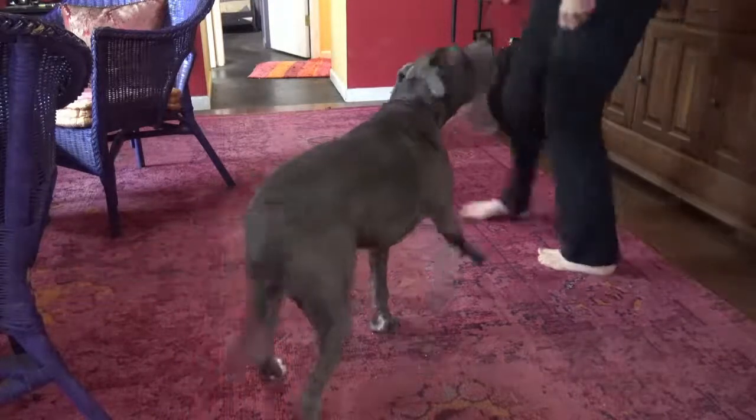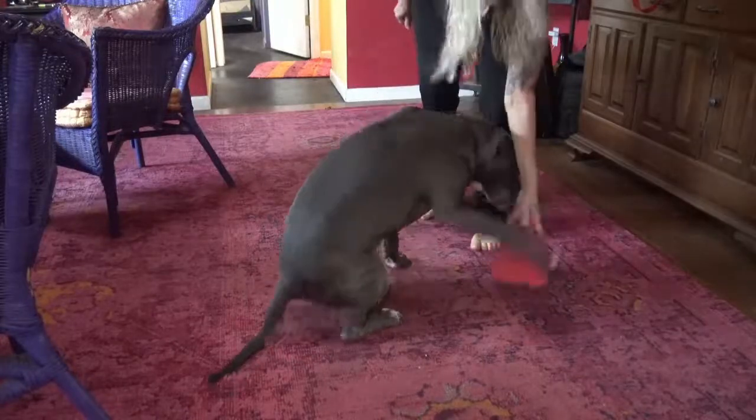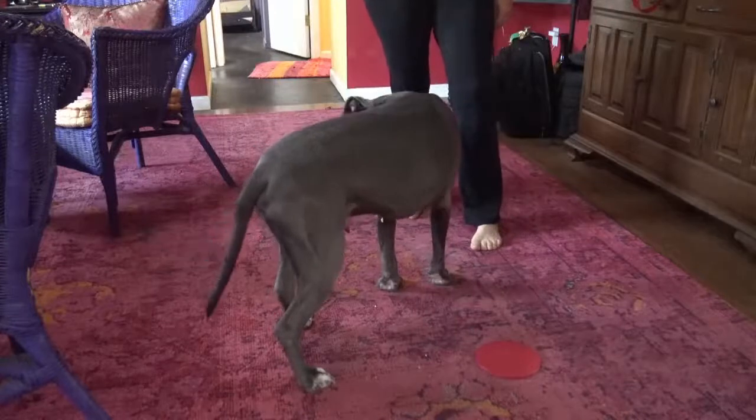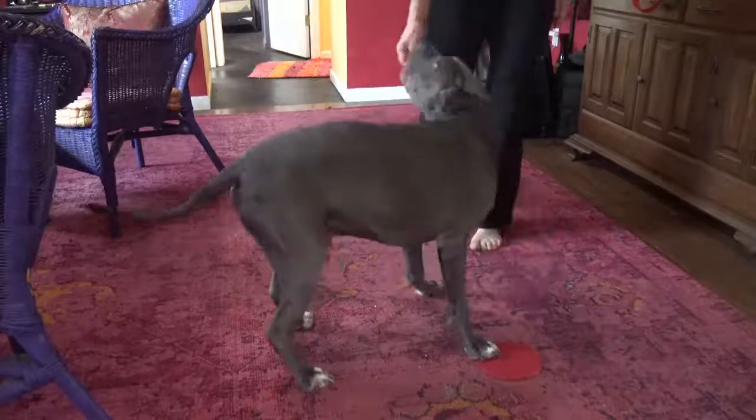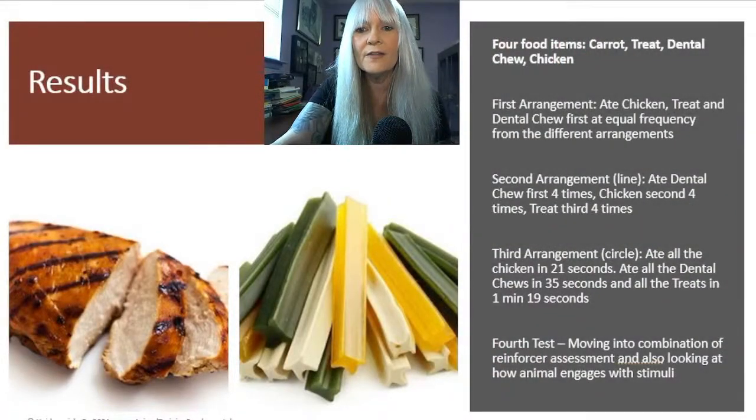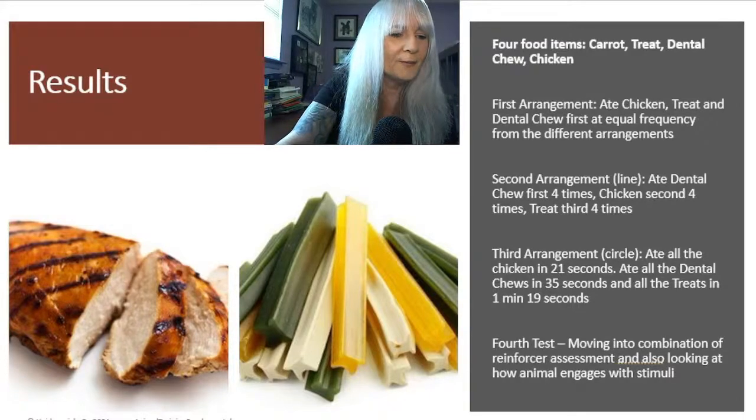Because, as I said, it looks a little reduced to me as we start moving through the different food items. But I don't know for sure, right? We're going to have to do a few more assessments there. So going back to our results here, my fourth test is moving into a combination of reinforcer assessment and also looking at how the animal engages with those stimuli.